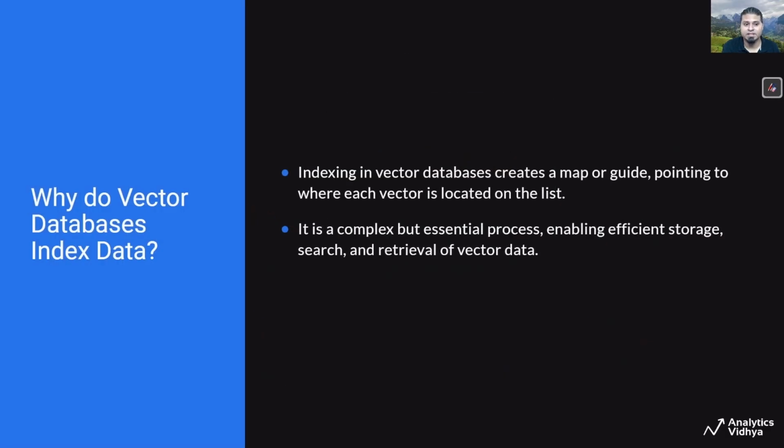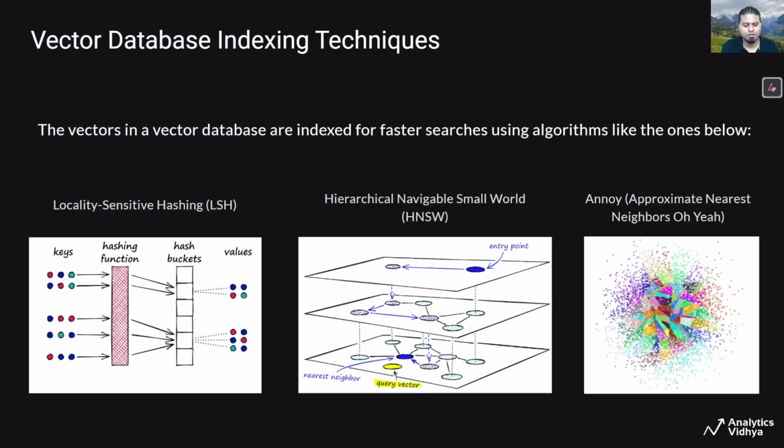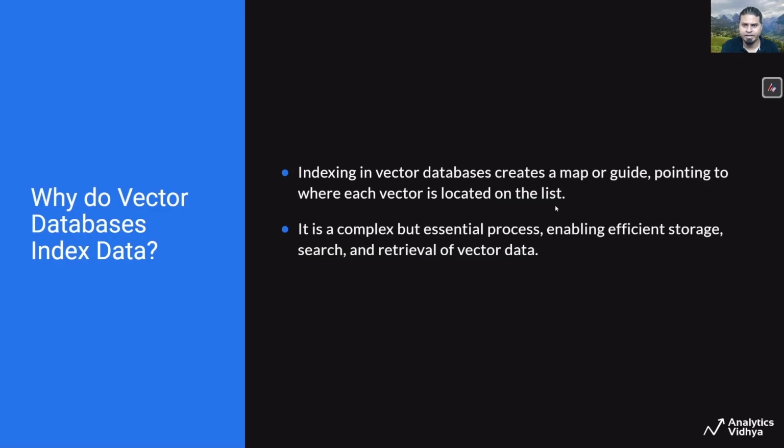So why do vector databases index data? Just like in a regular database, like let's say a relational SQL database where you can index data so that you can retrieve results based on SQL queries really fast, same thing here. You index data in vector databases to create a map or a guide pointing to where each vector is located on the list. And it's a complex but very essential process enabling more efficient storage, search, and retrieval of vector data. So the whole idea here is to index the data beforehand to use efficient data structures to store these document chunks and their relevant embeddings so that you can enable really fast lookups in the future in terms of embedding similarity.